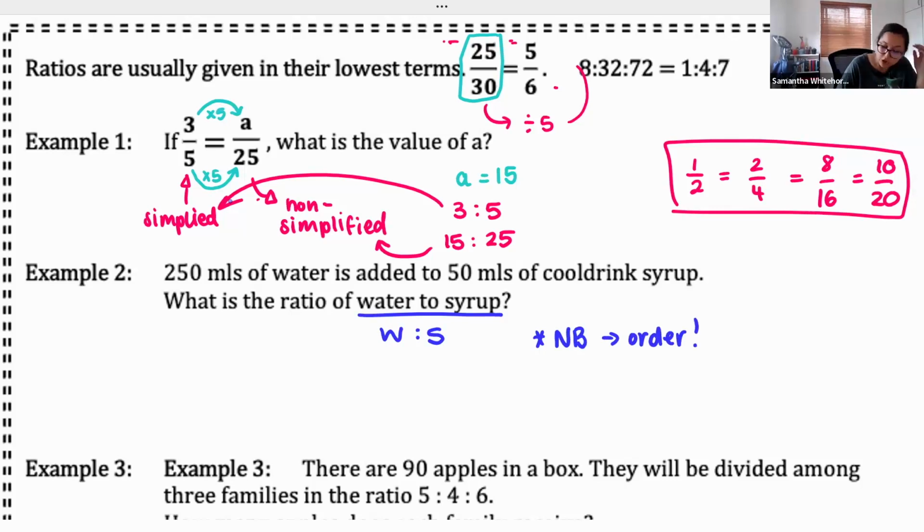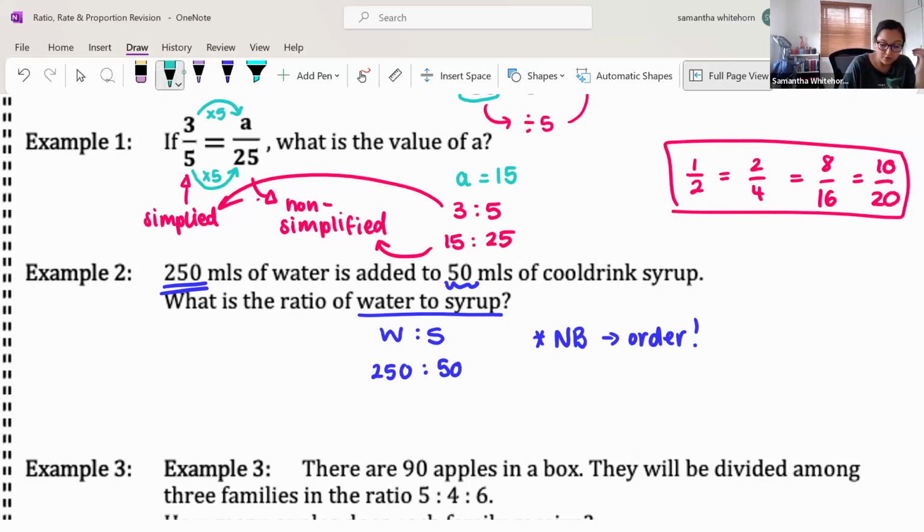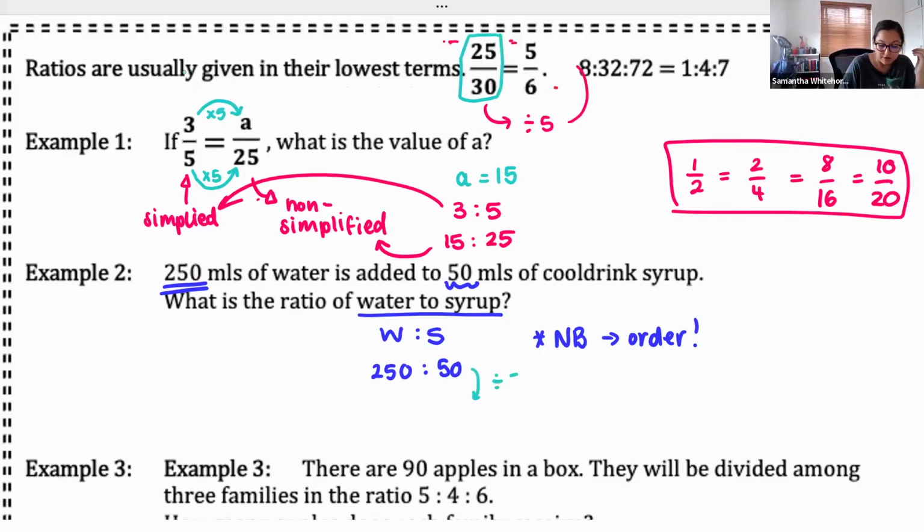All right. So the water was 250 ml. The syrup was 50. And I think someone had put that on the chart earlier. We've got a ratio of 250:50. You always need to simplify. So the question should now be what number can divide into both? Hopefully we know we can divide both of these by 50.